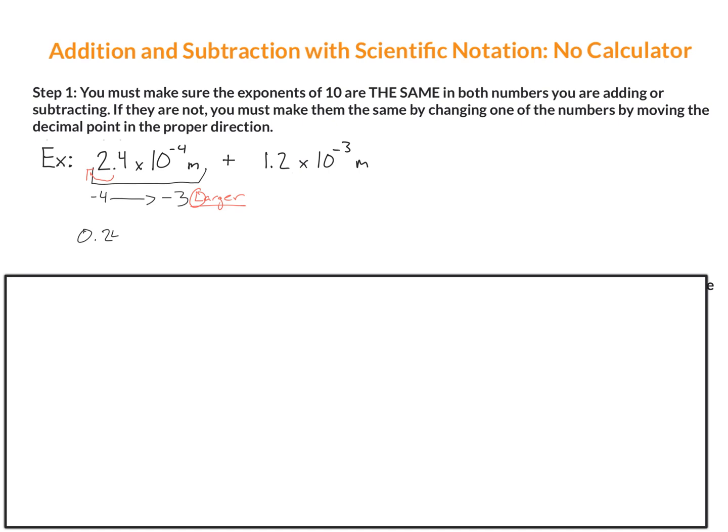Let's fix that. 0.24 times 10 to the now negative 3 meters plus 1.2 times 10 to the negative 3 meters. Okay? Now, I'm not really being specific about what decimal place to round to or anything like that.